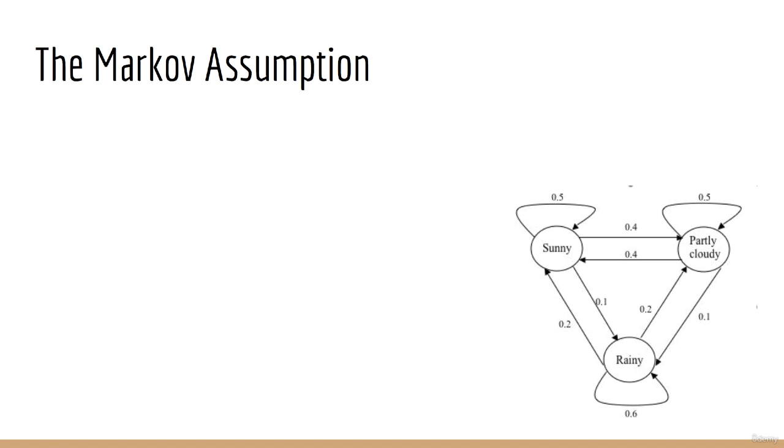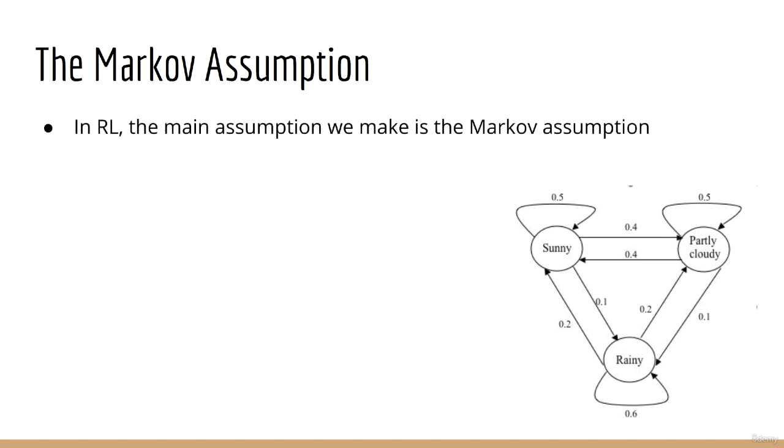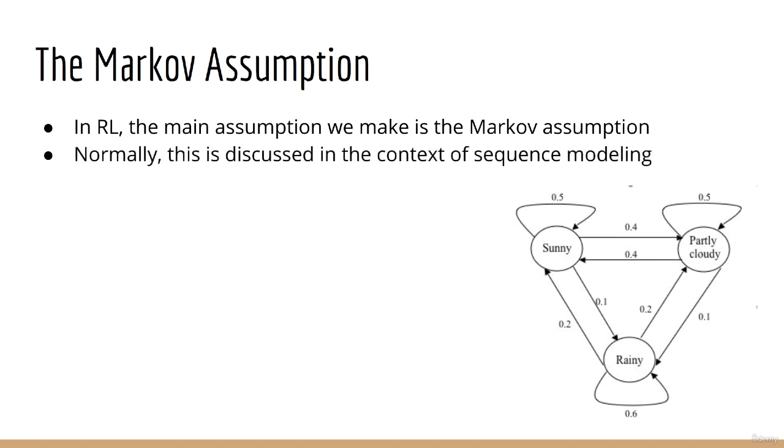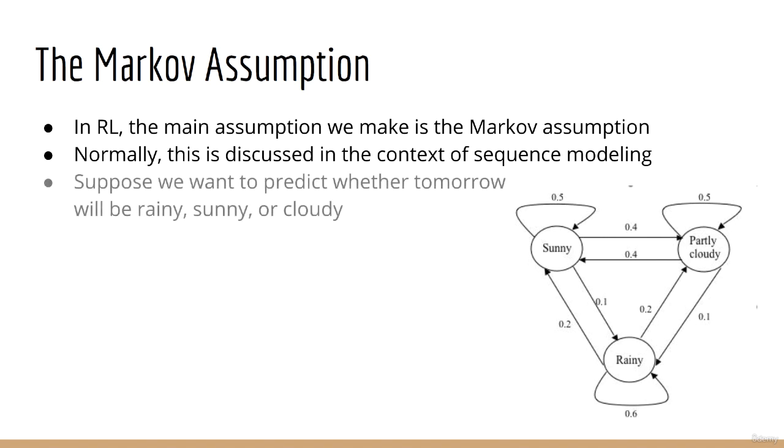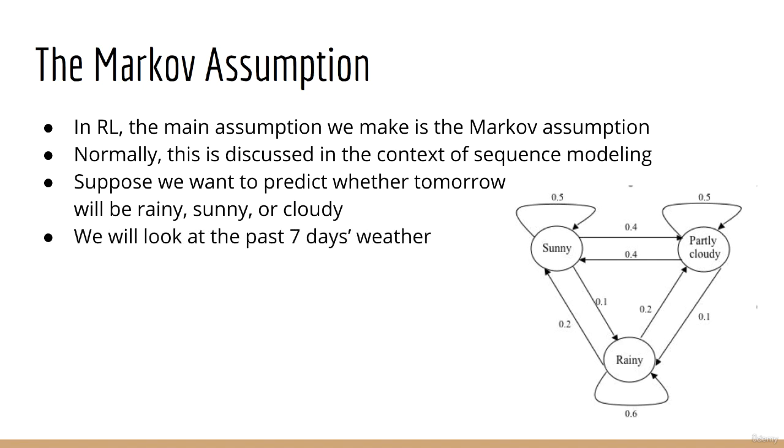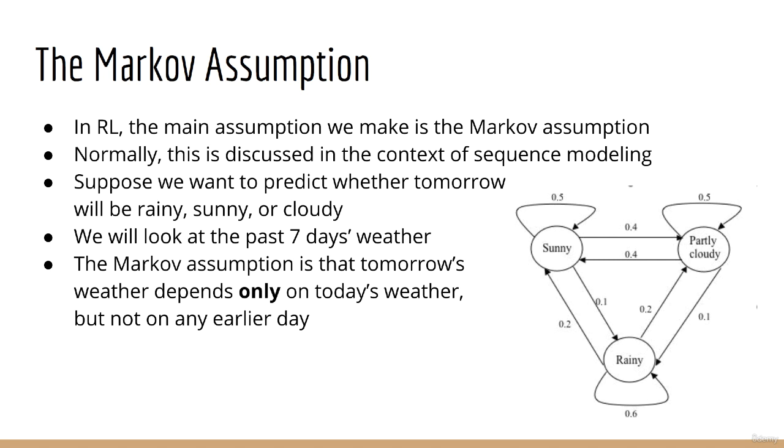The main assumption we make in reinforcement learning is the Markov assumption. This is something we often discuss in terms of Markov models and sequence modeling, but let's review it here anyway. The Markov assumption goes like this. Suppose we want to predict whether tomorrow will be rainy, sunny, or cloudy. Perhaps your idea may be to base this on whether it was rainy, sunny, or cloudy in the past 7 days. Well, the Markov assumption is that tomorrow's weather doesn't depend on all of the past 7 days, only the immediate previous day.